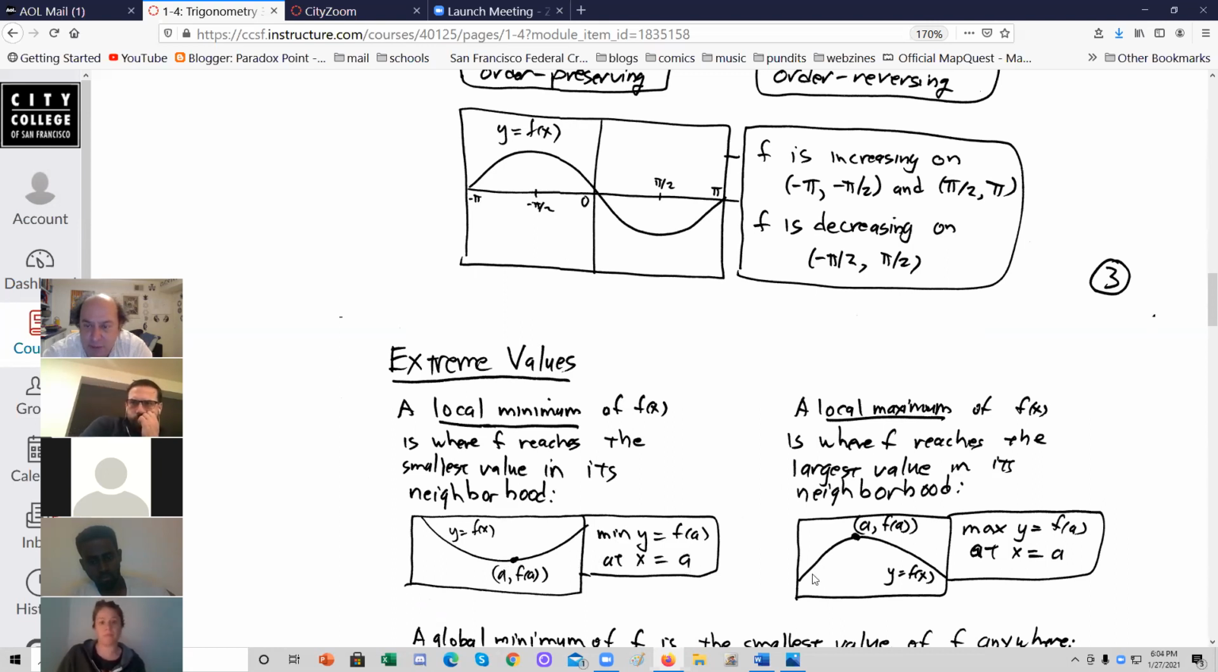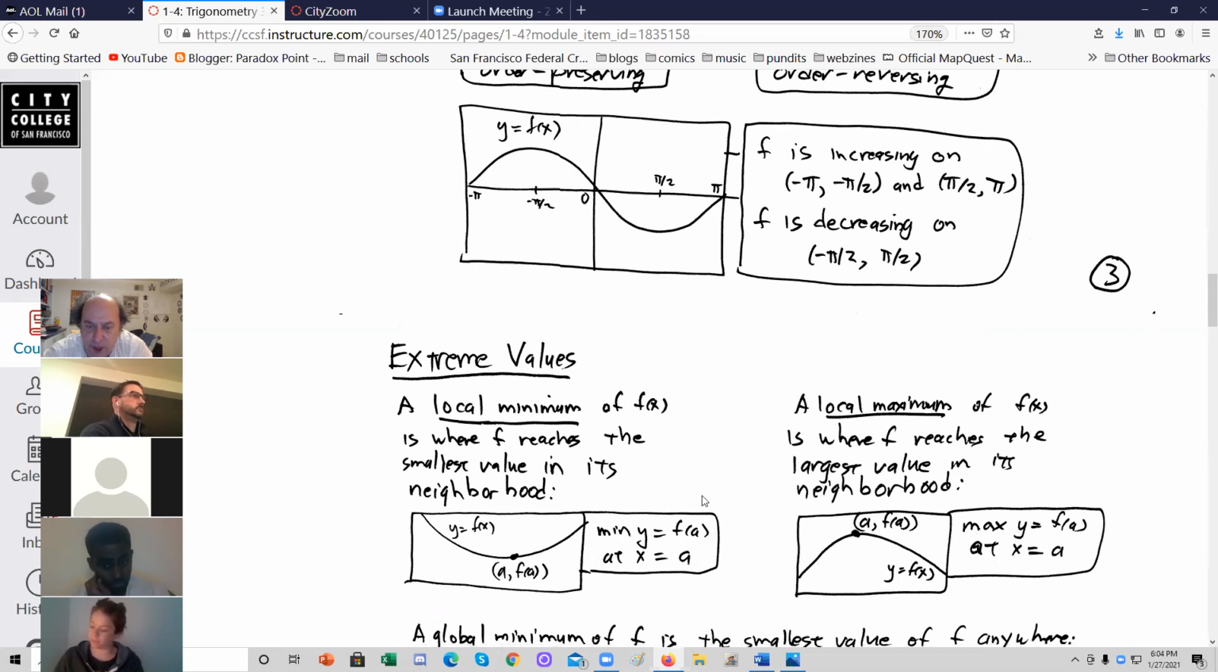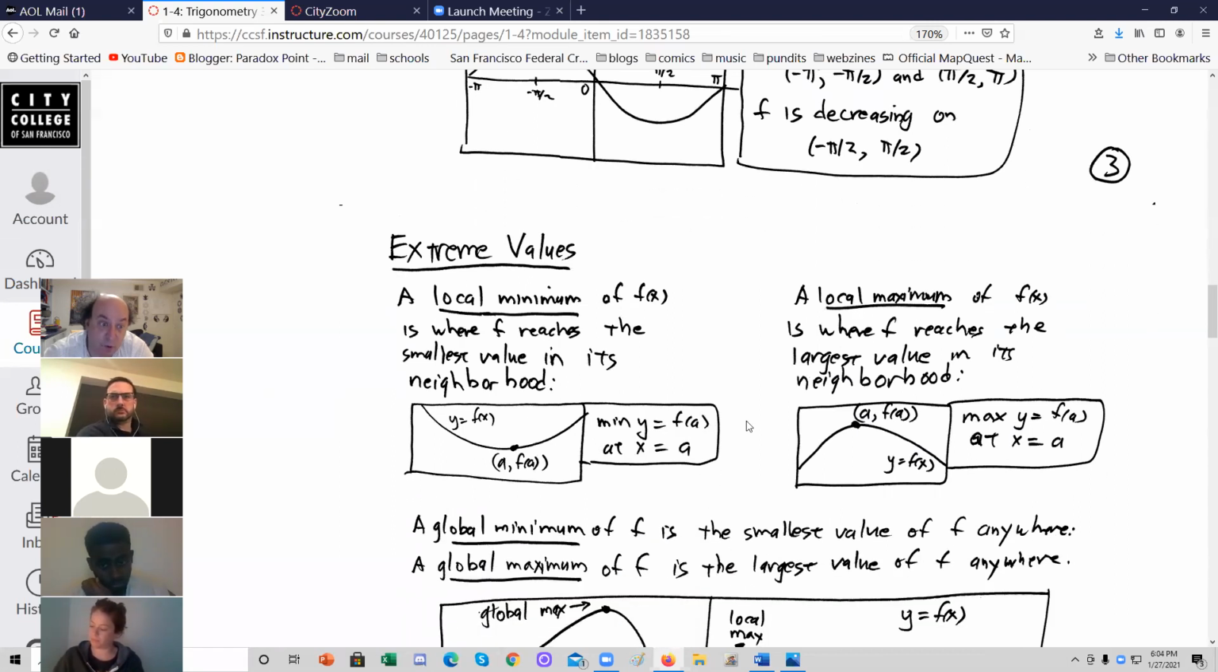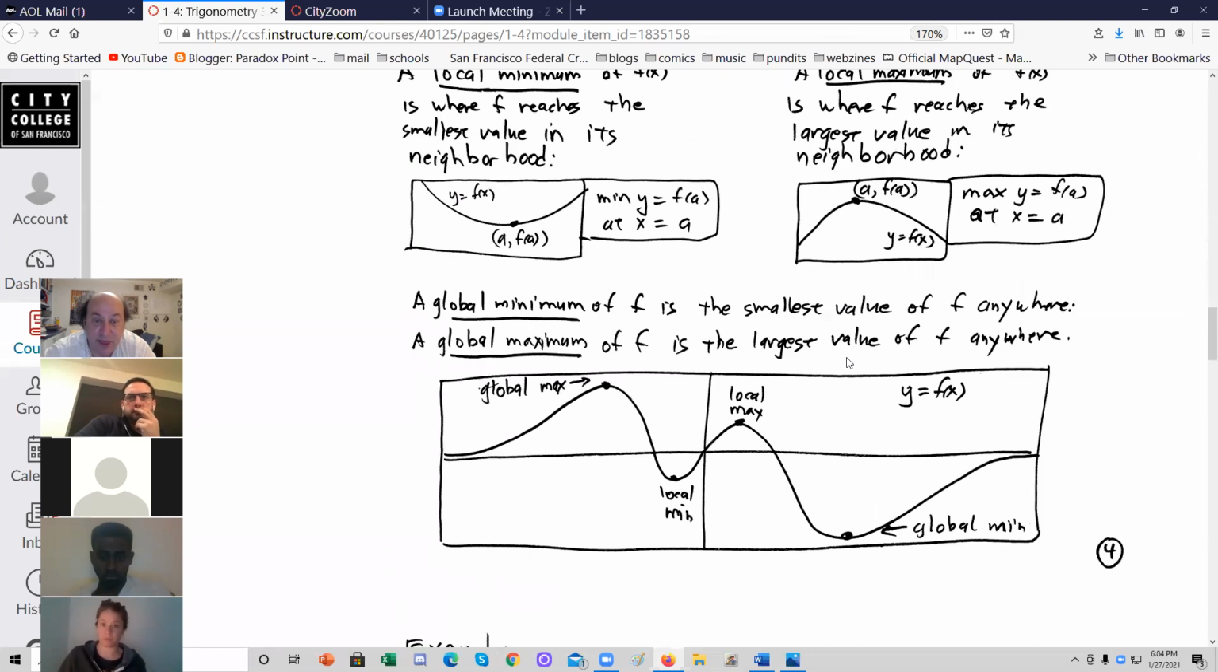A local maximum is where it reaches the largest value in its neighborhood. So here it increases to a, with f of a, and then decreases afterwards. So the maximum value is y equals f of a at x equals a. And by the way, when they ask for where extreme values are, I prefer you ask for all of this: if it's a minimum or maximum, the minimum or maximum value, and the value of x that reaches that value. What is a neighborhood? Nearby. Oh, okay, I see. Sufficiently nearby.